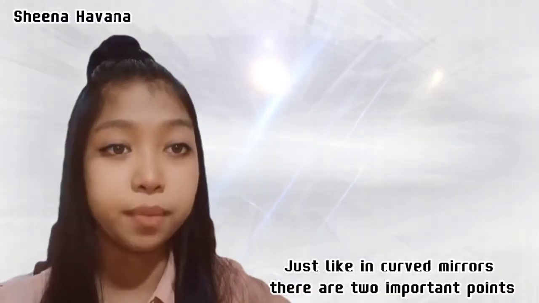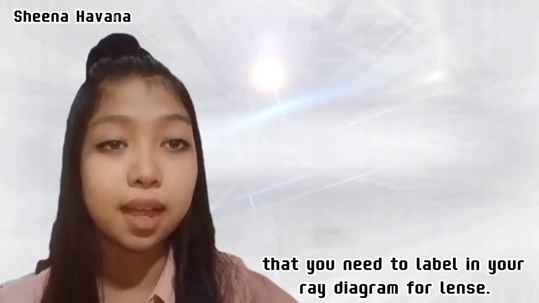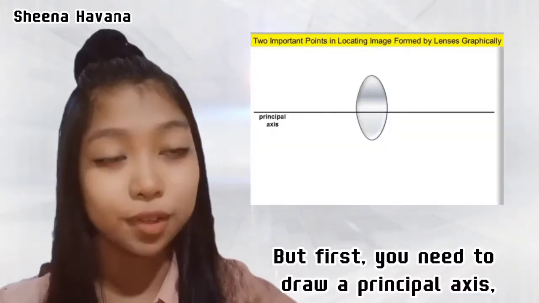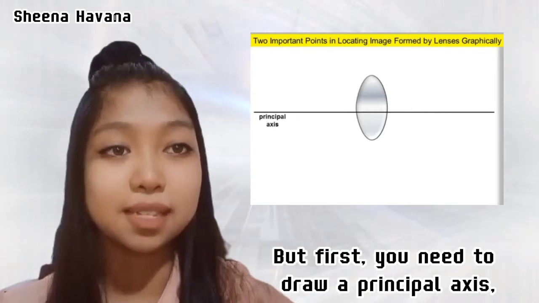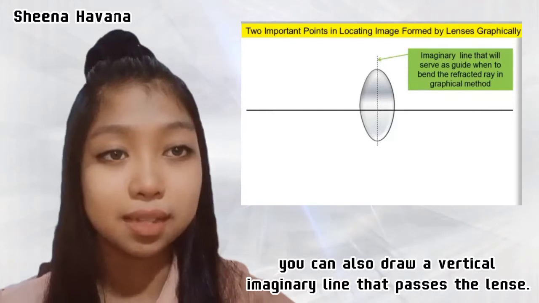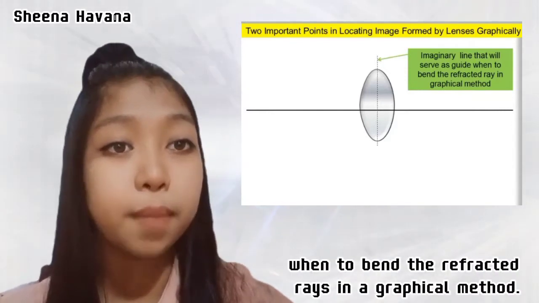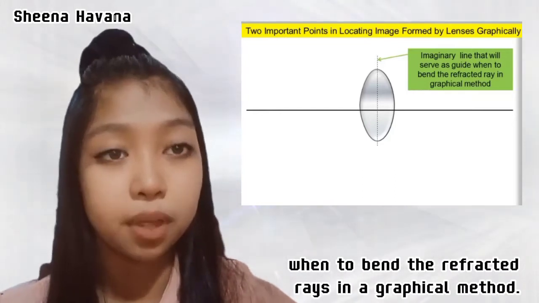Just like in curved mirrors, there are two important points that you need to label in your ray diagram for a lens. But first, you need to draw a principal axis. You can also draw a vertical imaginary line that passes the lens. This imaginary line will serve as your guide when to bend the refracted rays in a graphical method.